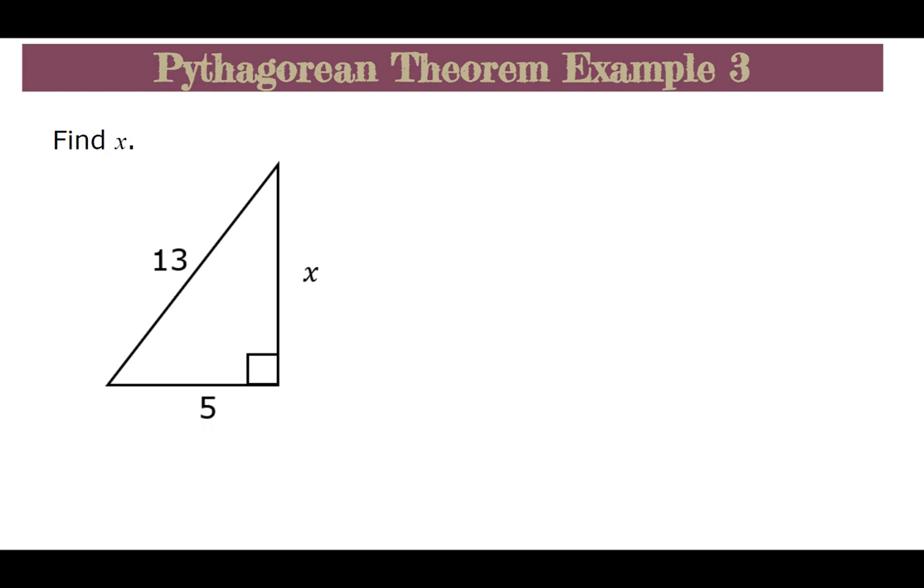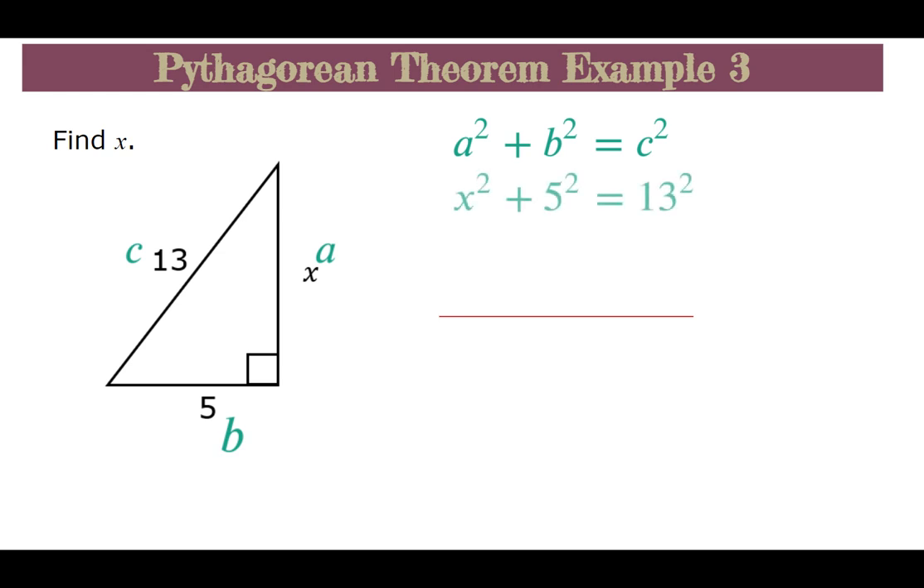Example 3. Here we have 13, x, and 5 as our side lengths. We'll use that Pythagorean theorem yet again. Identify all 3 sides of your triangle. I know that C will always be the hypotenuse. A and B are the 2 legs. In this figure, the hypotenuse is 13, that side across from the right angle. A and B, I'm going to say A is side X, B is side length 5. So I'm going to substitute those into my equation. So we have x squared plus 5 squared is equal to 13 squared.